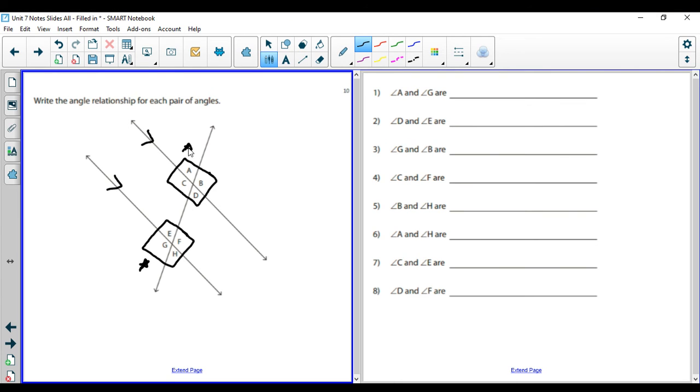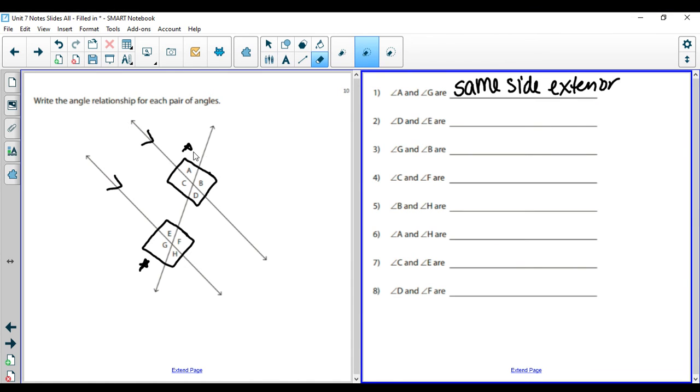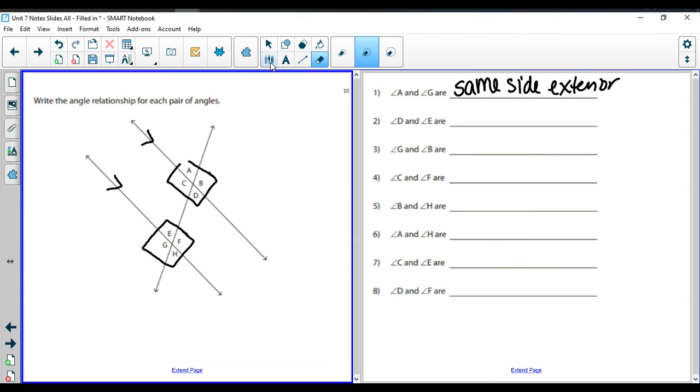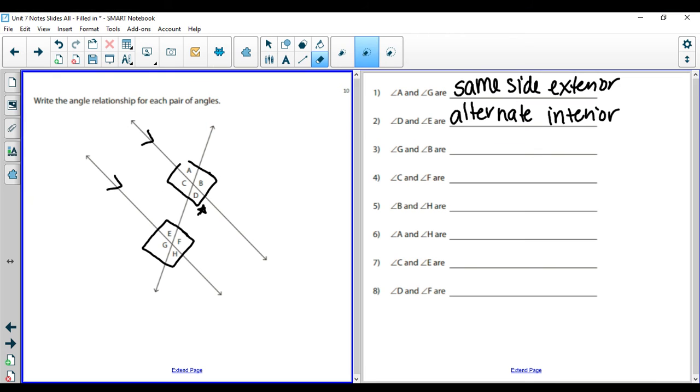I'm noticing that they're both outside the parallel lines, but that they're on the same side. So we would call them same side exterior angles. Let me go ahead and erase those two real quick. My next set is going to be D and E. So I'm right here and right here. Notice that they're both inside, and notice that we flip-flopped over the transversal. Because we flip-flopped, we call that alternate, and they were inside, so we call that interior then. I'm going to go ahead and erase those two spots.